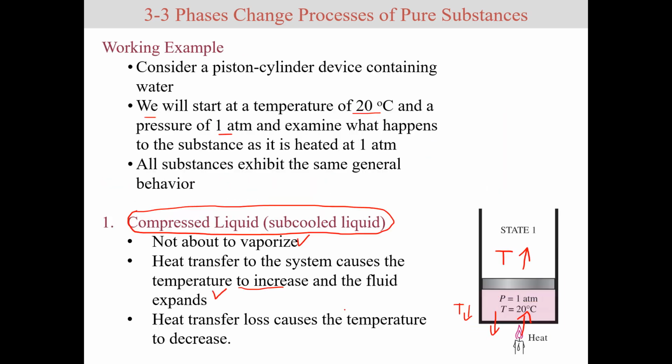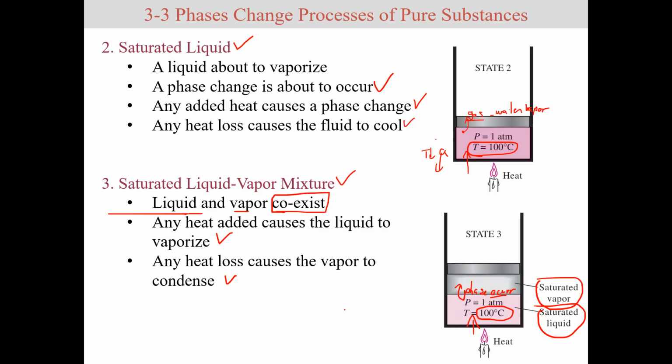Compressed liquid means as I add heat to my liquid, the temperature increases. As I take away heat from my liquid, the temperature goes down. Saturated liquid: I have heated my liquid up to the point that it's boiling. So now as I add heat to it, it causes a phase change from liquid to gas. If I take heat away from it, it causes the temperature of the liquid to decrease. Third stage, saturated liquid vapor mixture. At this point, I have liquid and gas coexisting, where if I add more heat, I get more gas turned from liquid. If I take away heat, I get more liquid converted from gas.